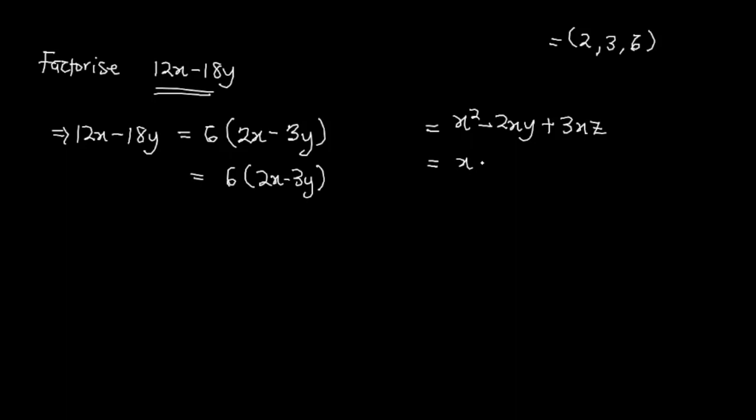So if you bring that x out, we open a bracket. Now what will you multiply by this x to get this x squared? x. So x multiplied by x will give you x squared. Then you proceed with minus 2y. It means if you multiply x by negative 2y, you get negative 2xy. Then you have plus 3xz, so here becomes 3z. If you multiply the x by 3z, we get 3xz. So this becomes our answer for factorizing the expression above.